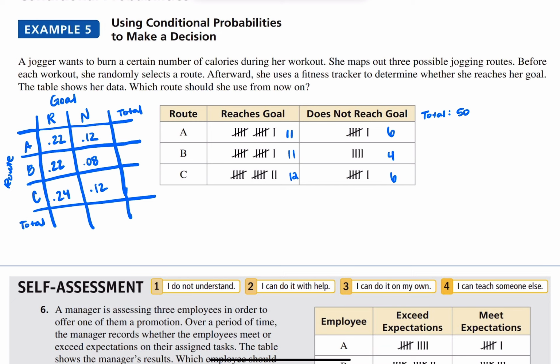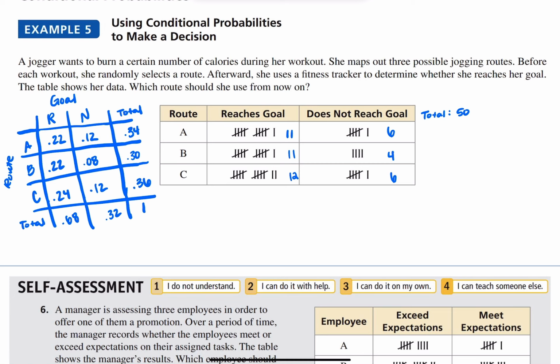If we add our totals, so my rows, I'll have 0.34, 0.30, 0.36. If I add my columns, I'll have 0.68 and 0.32, and then remember that's always 1.